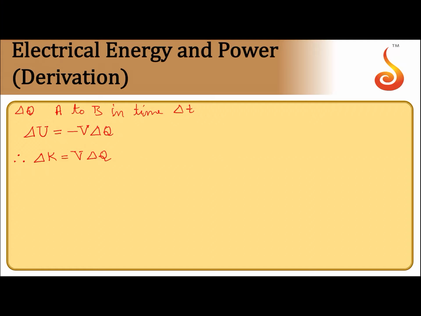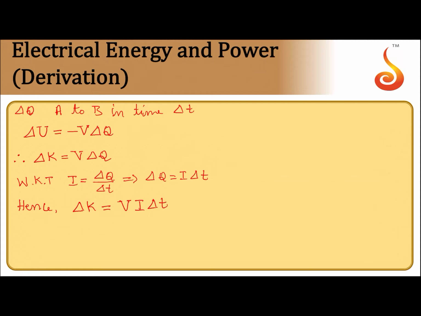Now we know that by definition of current, I is equal to delta Q by delta T. So this implies delta Q is equal to I delta T. Hence delta K can be written as V I delta T. So this should be the increase in kinetic energy.